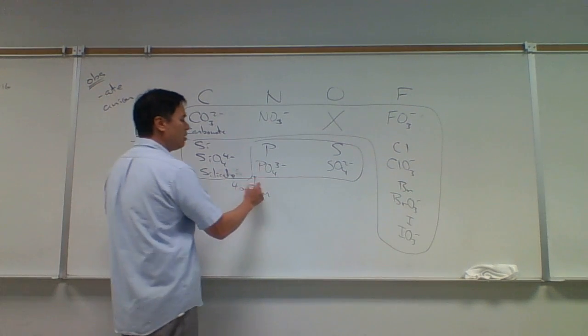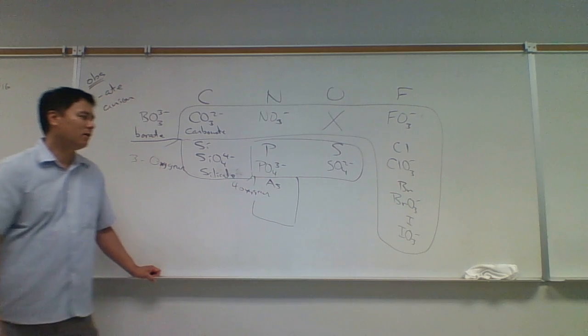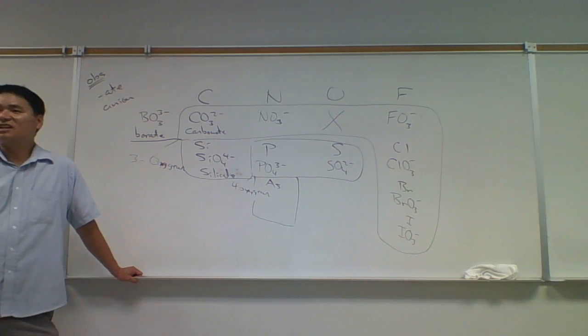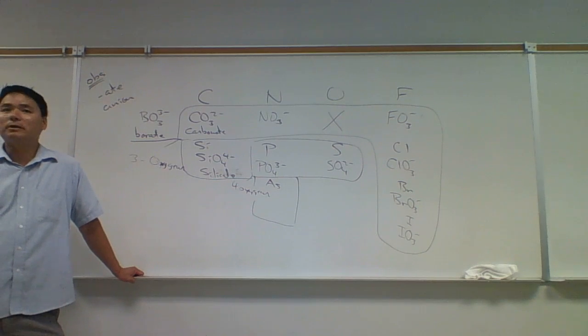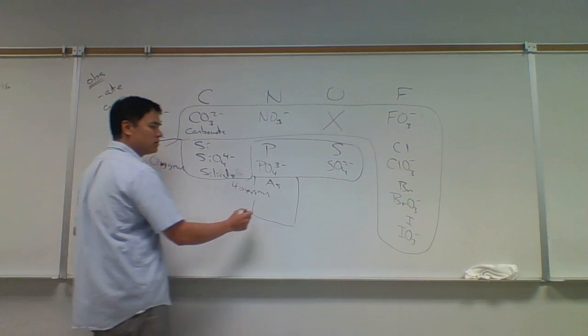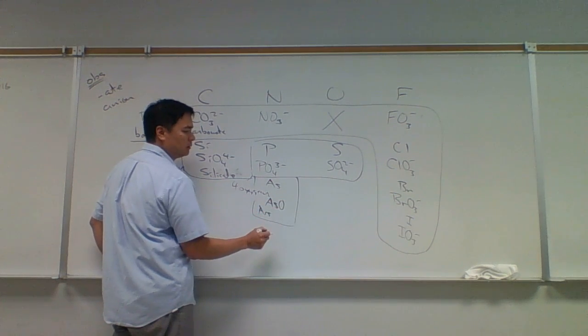And then arsenic. Arsenic is below phosphorus. What do you think arsenic might be? Now this is tricky because we don't have much to fill in the pattern, but let's just take a guess. Arsenate would be AsO5.